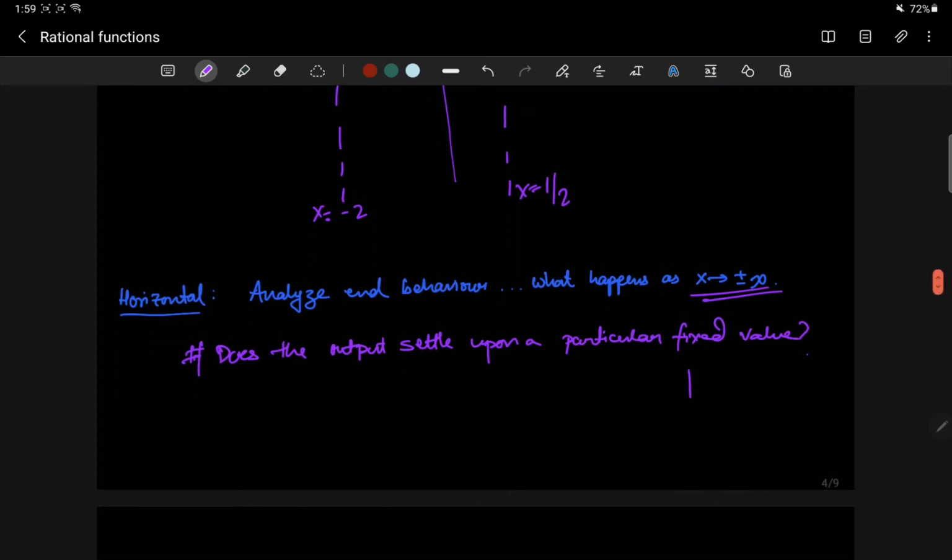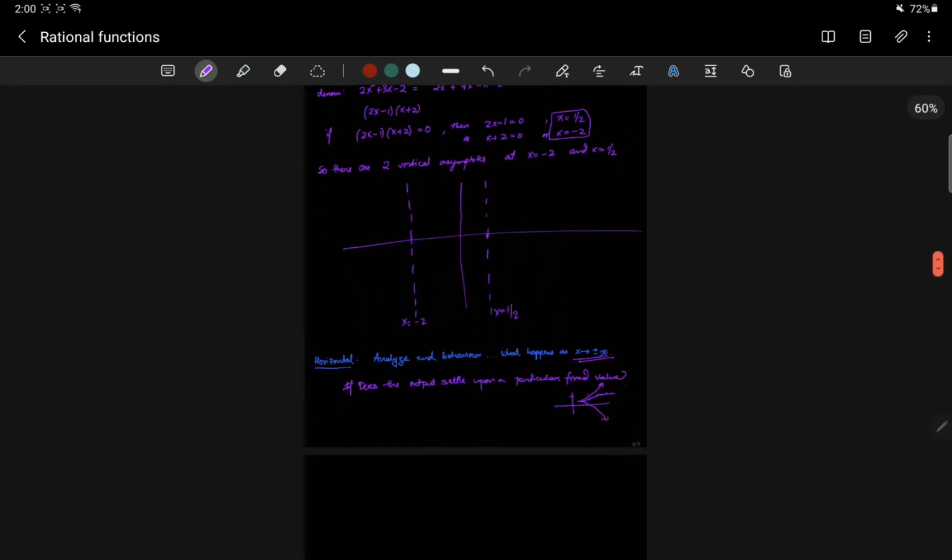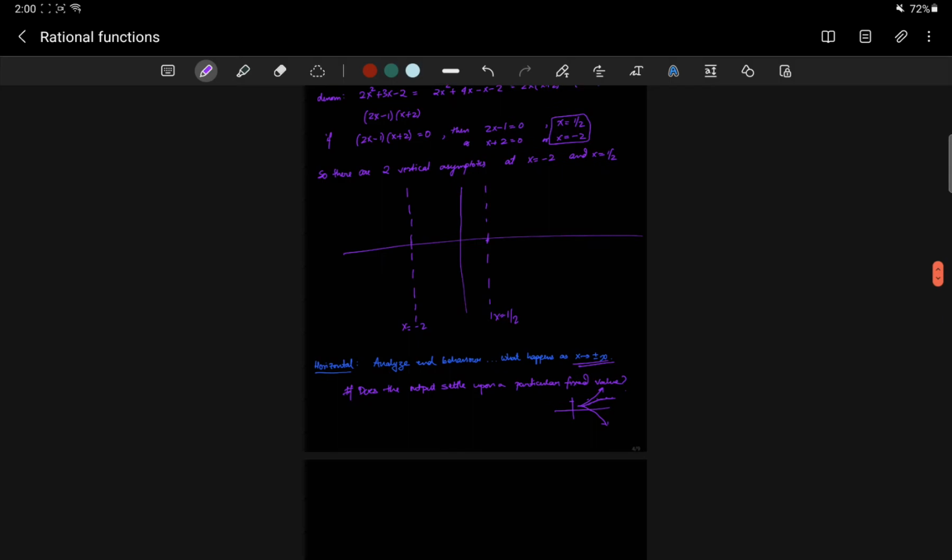So you have two possibilities. As you increase the input, either the output just shoots up, it can shoot down, or you have this intermediate where it settles to a value. If it does settle to a value, then that particular case would be called having a horizontal asymptote. Now, how do we do that? Let's use the same example. Let me copy that.